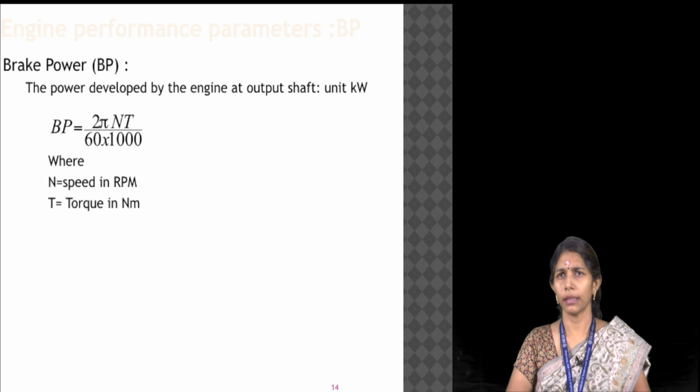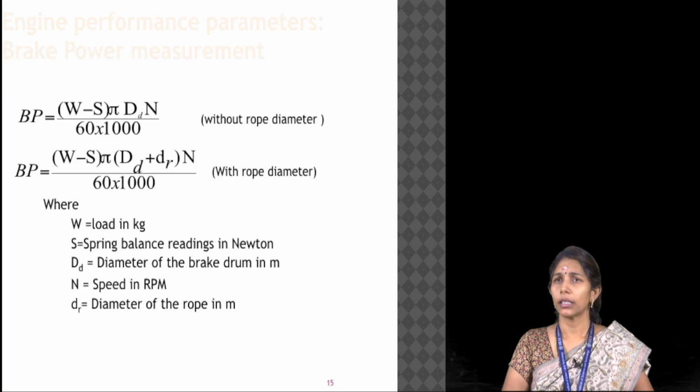Here we can see the brake power. This is the power that is available at the shaft, developed by the engine at the output shaft. When the torque is known, 2πNT by 60 will give the brake power in kilowatt. Brake power can be measured based on the type of dynamometer used. We normally use an eddy current dynamometer, hydraulic dynamometer, or electrical dynamometer, sometimes a brake type dynamometer.